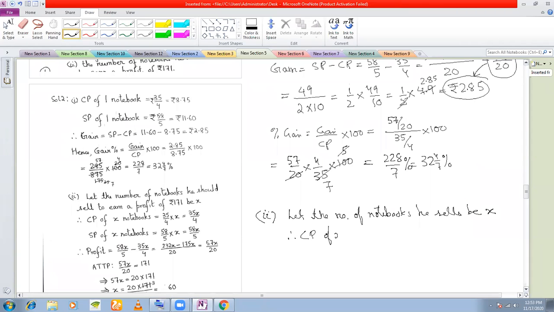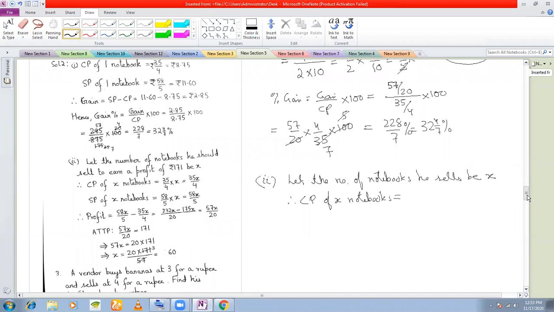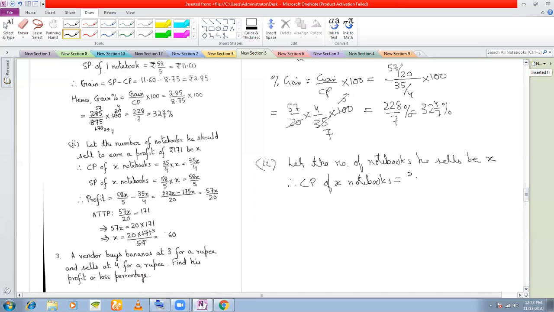Cost price of one notebook was how much? 35 by 4. So therefore, cost price of X notebooks is 35 by 4 into X, which is 35X by 4, right? Similarly, selling price of X notebooks.